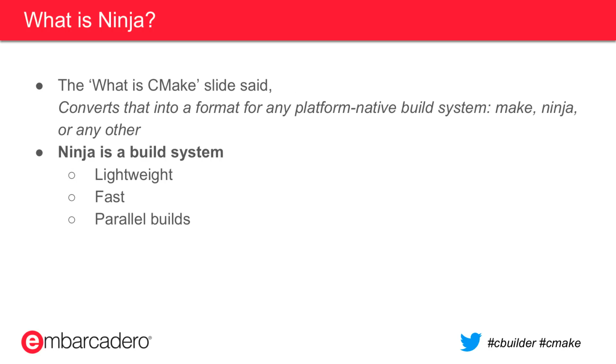So what about Ninja? On the previous slide, I said that CMake converts the CMakeLists.txt file into a format for any platform native build system, and I used Ninja as an example. And so Ninja is a build system. It's lightweight, it's fast, and does parallel builds. So Ninja is the thing that actually invokes the C++ Builder compiler.